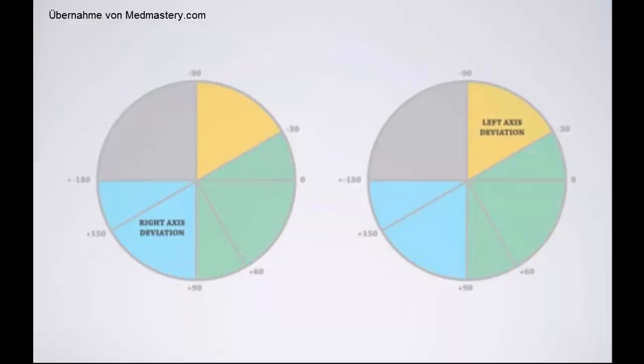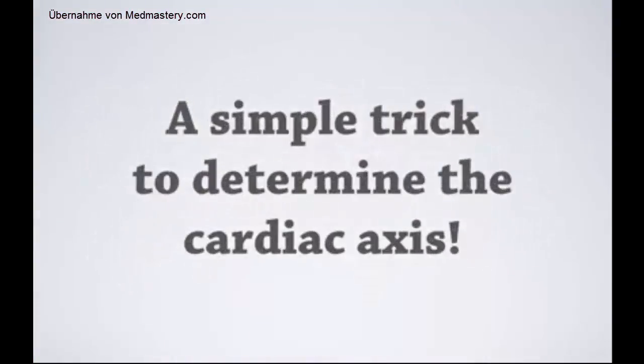Why? Well, actually, if you have a normal axis, then that doesn't help you that much in your diagnoses. A northwest axis is very rare, but if you have a left axis deviation or a right axis deviation, that can really give you important clues as to the underlying diagnoses. Now let me show you a simple trick to determine the cardiac axis really fast in most patients.